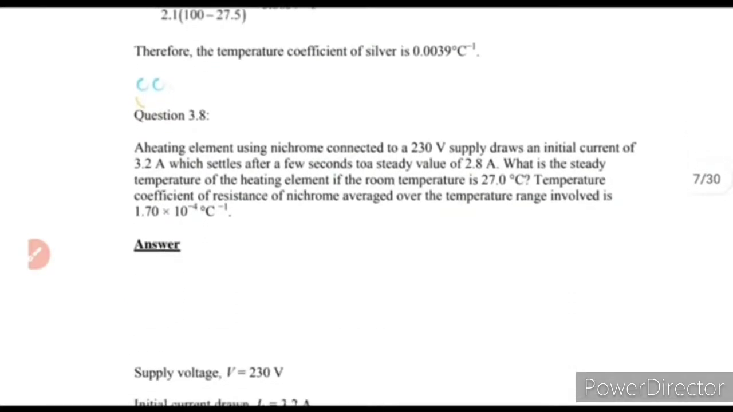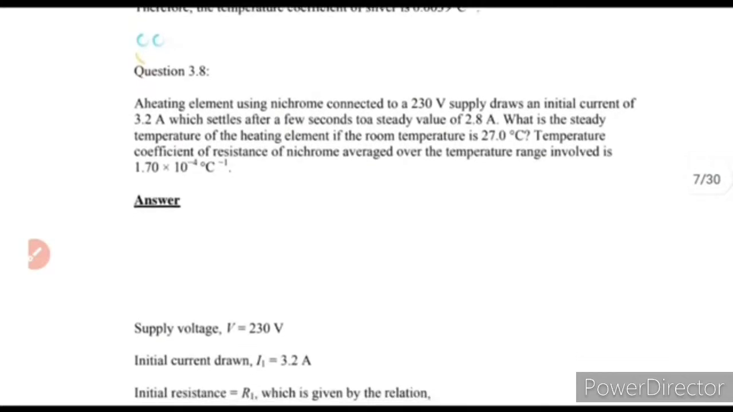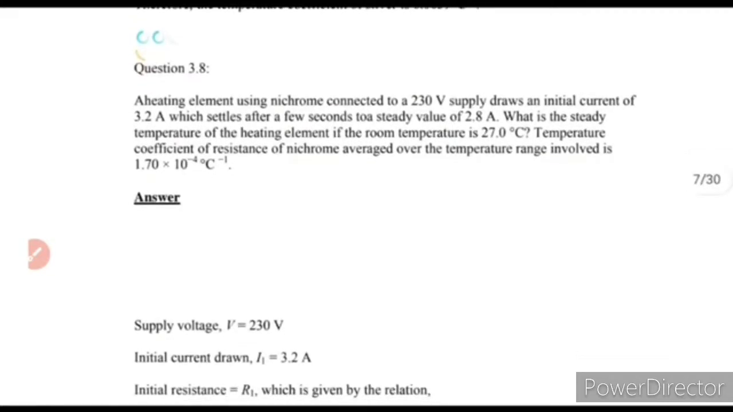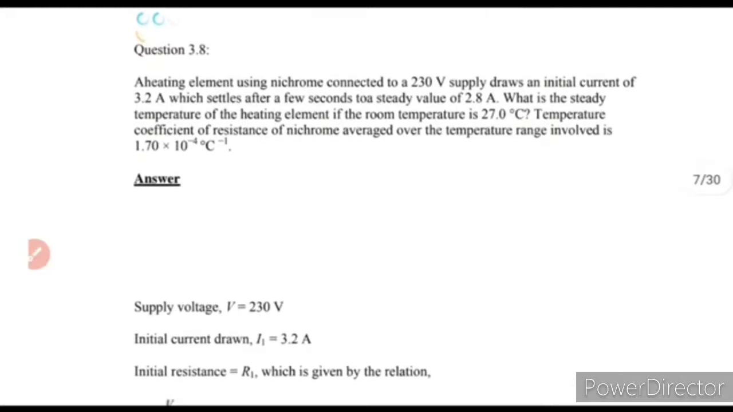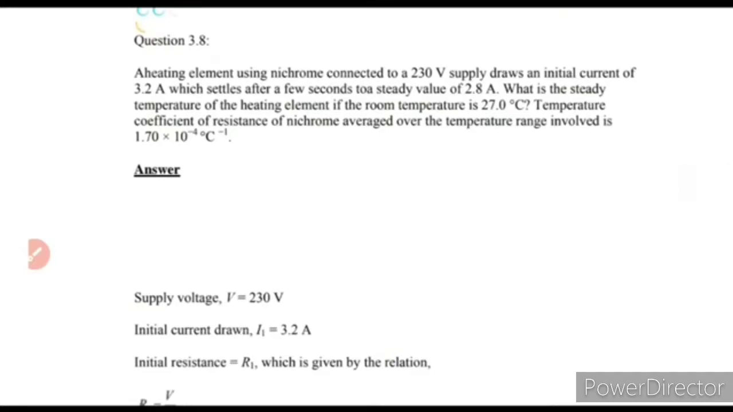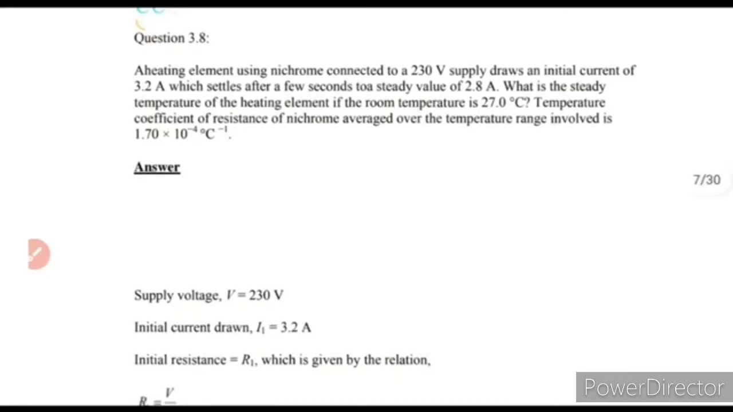Now coming to 3.8. A heating element using nichrome connected to a 230 volt supply draws an initial current of 3.2 ampere, which settles after a few seconds to a steady value of 2.8 ampere. What is the steady temperature of the heating element if the room temperature is 27 degrees Celsius? The temperature coefficient of resistance of nichrome averaged over the temperature range is 1.7 into 10 raised to minus 4 degrees Celsius raised to minus 1. This is the same as we did earlier.